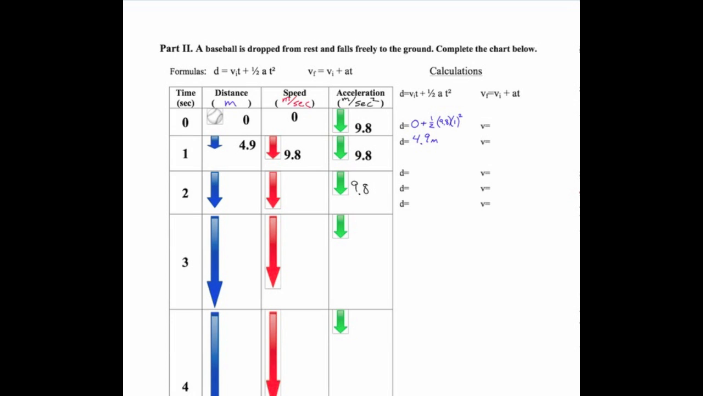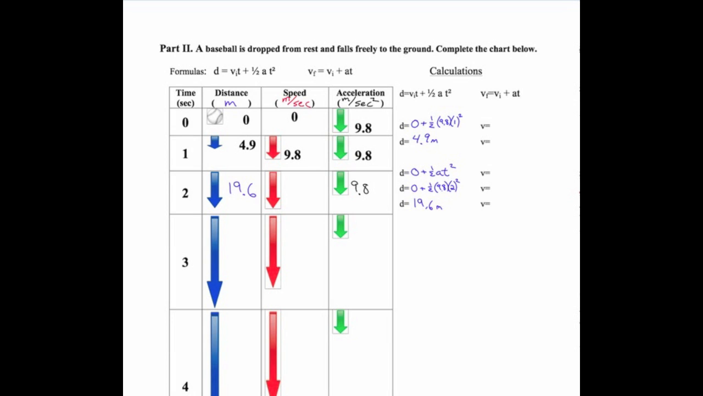After 2 seconds, the initial velocity was still 0, so we can ignore the first part of the formula. All we need is half the acceleration times the time squared. So half of 9.8 times 2 squared is 19.6 meters. The baseball will have fallen a total of 19.6 meters after 2 seconds. We can do the same thing to figure out how far the baseball will have fallen in 3 seconds and 4 seconds.